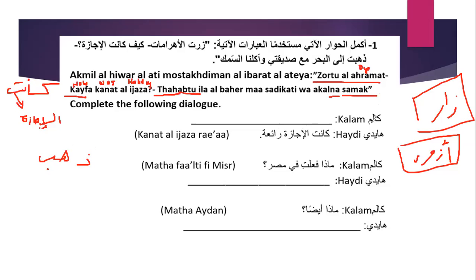كانت الإجازة رائعة. Callum is posing a question to Heidi. Heidi said كانت الإجازة رائعة. So كانت is was, الإجازة is holiday, and رائعة is what? Wonderful. So the holiday was wonderful.